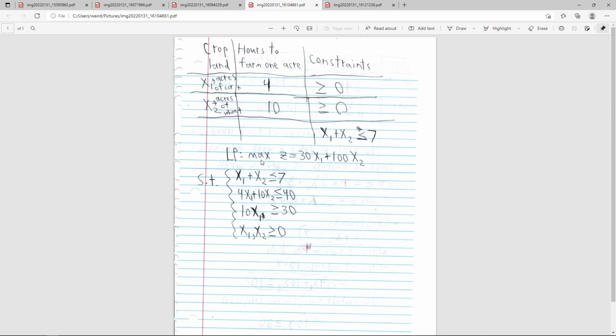As I did before, we have a max from before, 30x1 plus 100x2. Then we have a land constraint, x1 plus x2 less than or equal to 7. A labor constraint, 4x1 plus 10x2 less than or equal to 40, the hours to farm on board. And we have 10x1 greater than or equal to 30, the amount of crop we get from corn. Then x1, x2 greater than or equal to 0. Always include that, whatever your constraints on the variables are. And that's our LP.